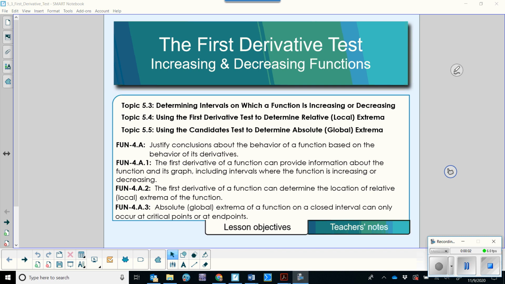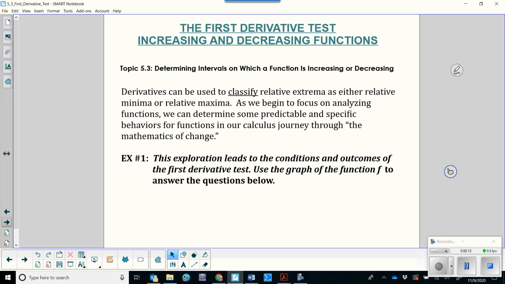So this video is on the first derivative test, where we'll talk about where functions are increasing and decreasing, and then how we can talk about relative extrema using that information.